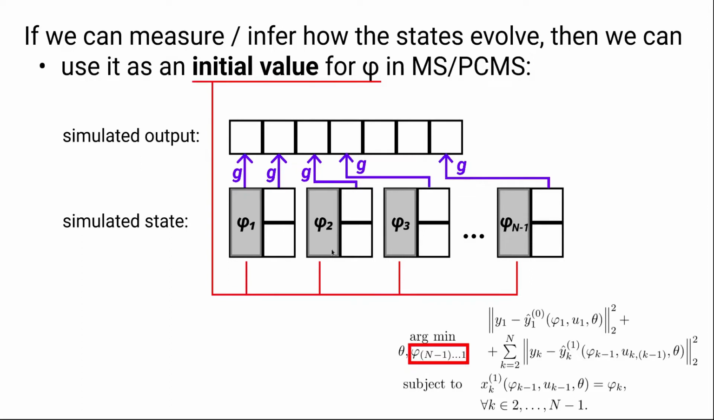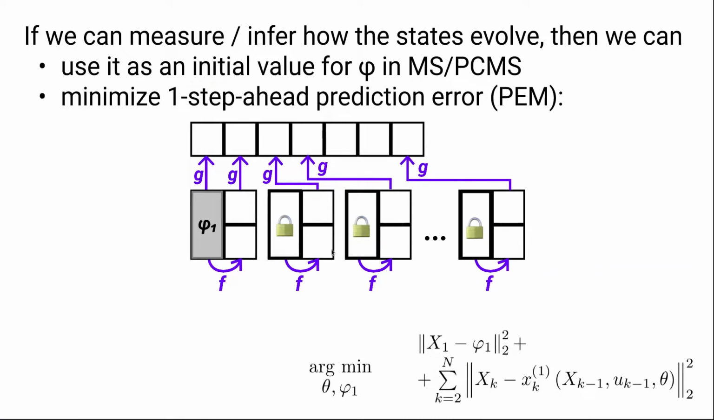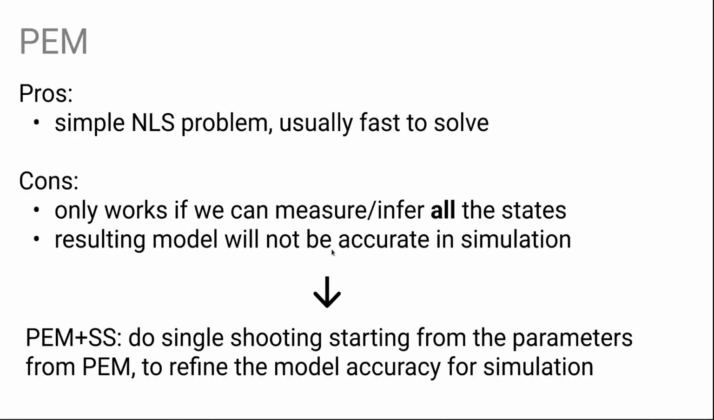We can use it either as initial values for decision variables in multiple shooting type formulations. We can also minimize a one step ahead prediction error starting from the previous states fixed to these values that we measured or inferred. And this formulation is the one that I call PEM.